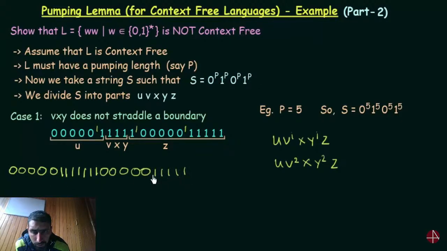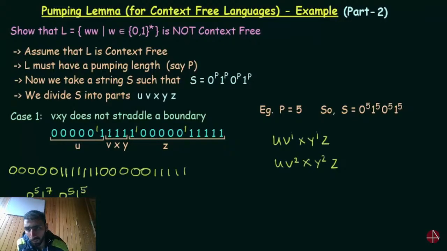Now this is the string that we get. Now let's see how many zeros and ones we have here. 1 2 3 4 5. I have 5 zeros, and 1 2 3 4 5 6 7, I have 7 ones, followed by 5 zeros and 5 ones.